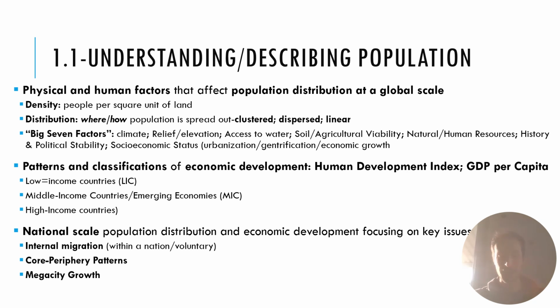And then at a national scale, we talked more about population distribution and economic development, focusing on key issues like internal migration. So we did a comparison in my class between China and the United States and looked at internal migration in that country and reasons for that. Core periphery patterns, which is the idea that as you see population and migration happen and population grow in certain areas, you will start to see core economic areas develop, and then the outsides away from that area will be the peripheries, and you'll see migration in and out of those areas as well.